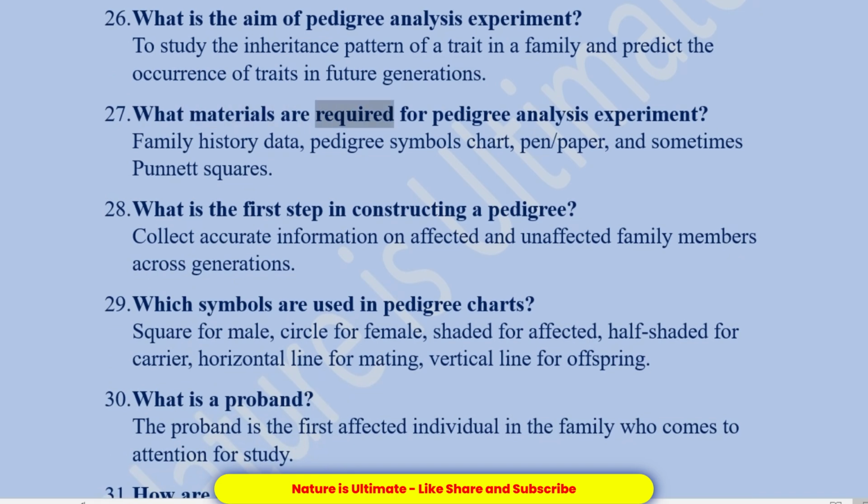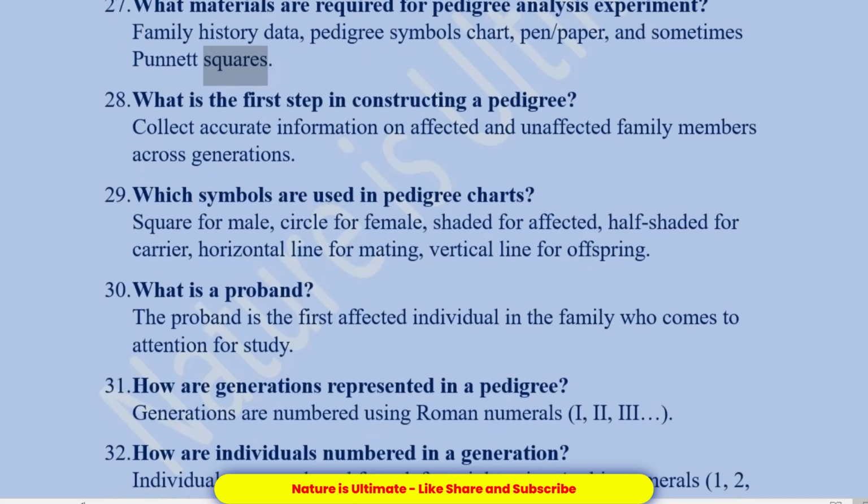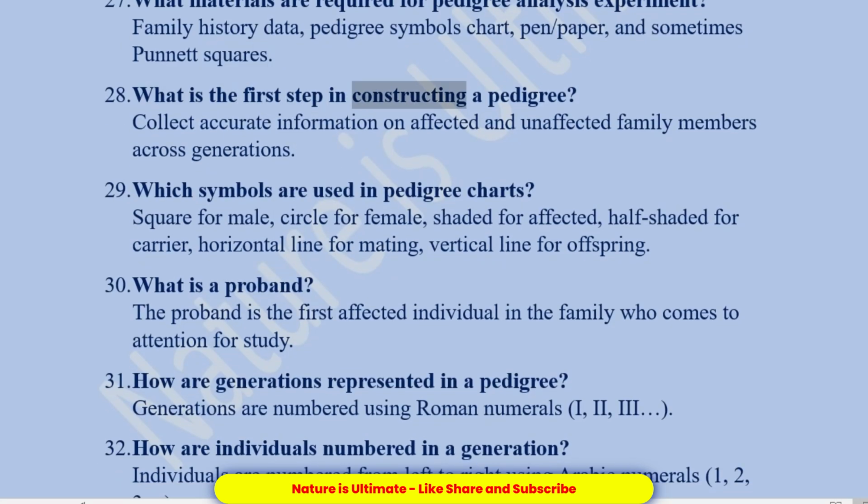What materials are required for pedigree analysis experiment? Family history data, pedigree symbols chart, pen/paper, and sometimes Punnett squares. What is the first step in constructing a pedigree? Collect accurate information on affected and unaffected family members across generations. Which symbols are used in pedigree charts? Square for male, circle for female, shaded for affected, half shaded for carrier, horizontal line for mating, vertical line for offspring.